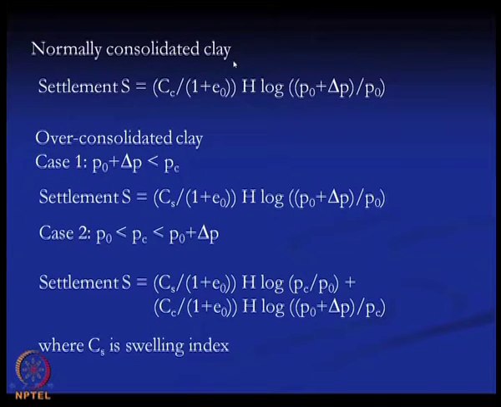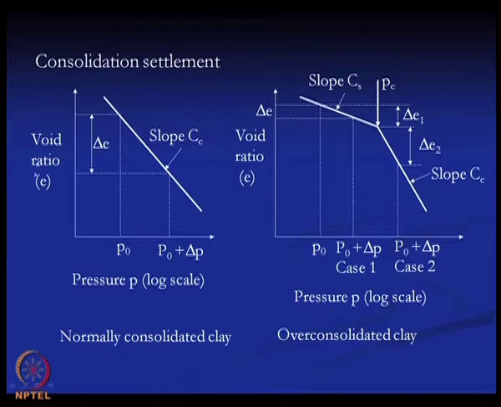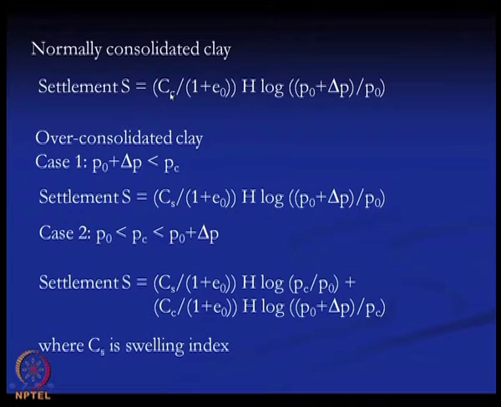Now, for the normally consolidated clay, how do we calculate the settlement? S equals CC over 1 plus e0, times H, times log of P0 plus del P divided by P0. This is the settlement calculation for this portion. Here CC is the compression index, e0 is the initial void ratio, H is the thickness of the soil layer for which we are determining the settlement, P0 is the initial applied stress, and del P is the additional stress.